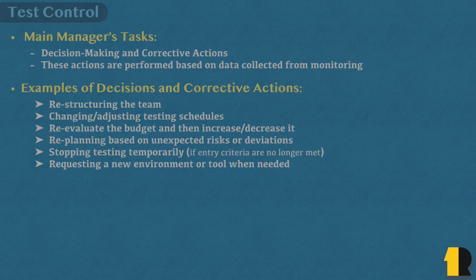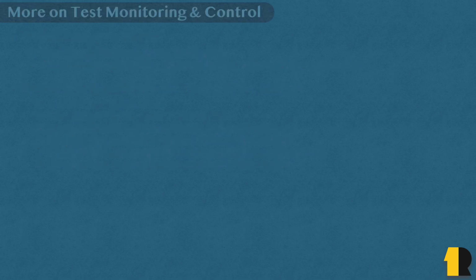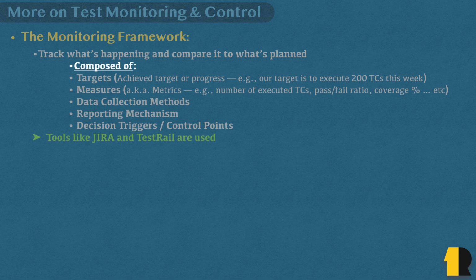All right, folks. One, or let's say two last things about test monitoring and control I want to discuss with you before we wrap up this lecture. That's the monitoring framework and the control loop. Let's start with the monitoring framework. As the name implies, it's just a framework, so just a bunch of tools, best practices, and approaches that will help us to see the big picture. Of course, there is no one-size-fits-all framework for every project, manager, or organization.